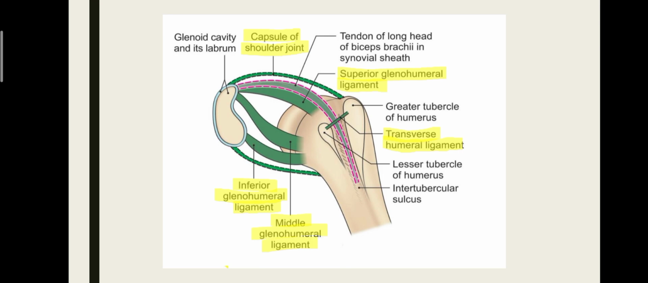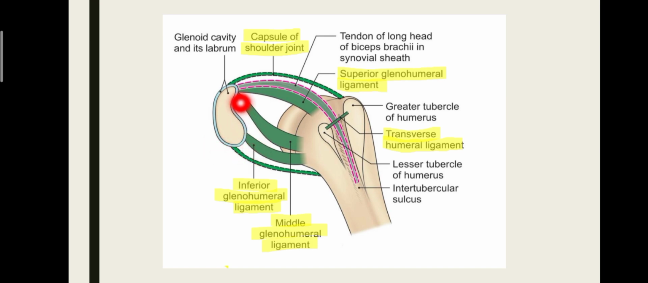So it is going to extend from the glenoid cavity to the humerus bone. So this is your superior glenohumeral ligament, this is your middle glenohumeral ligament, and this is your inferior glenohumeral ligament. See, this is your glenoid cavity, and this blue colored outer part is there, right? This is your glenoid labrum.